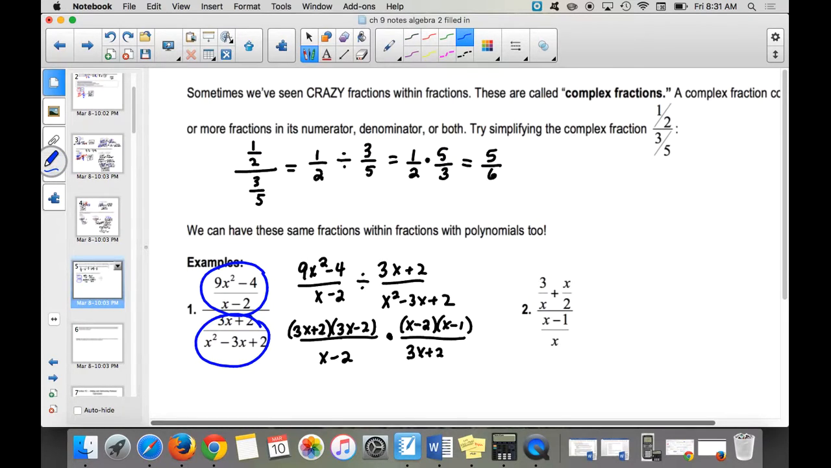So we cancel any common factors, x minus 2, 3x plus 2, 3x plus 2. So it looks like our final answer would be 3x minus 2 times the quantity of x minus 1. And that's it.